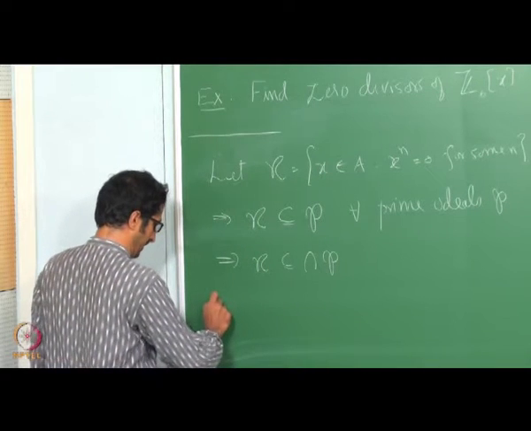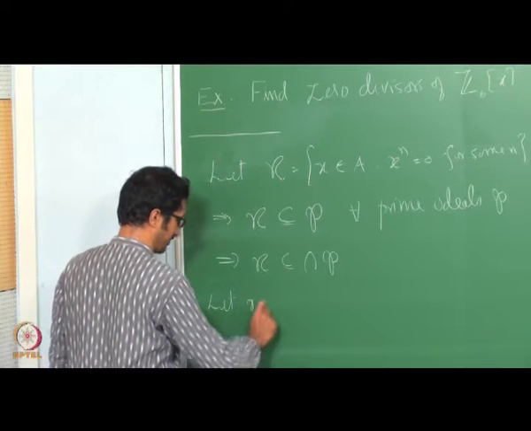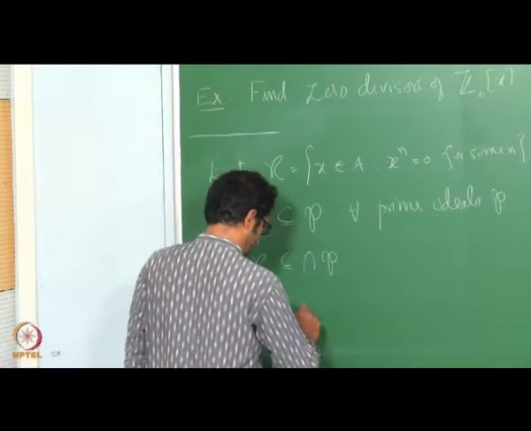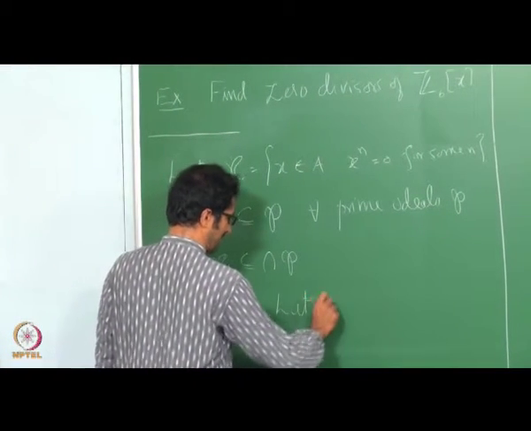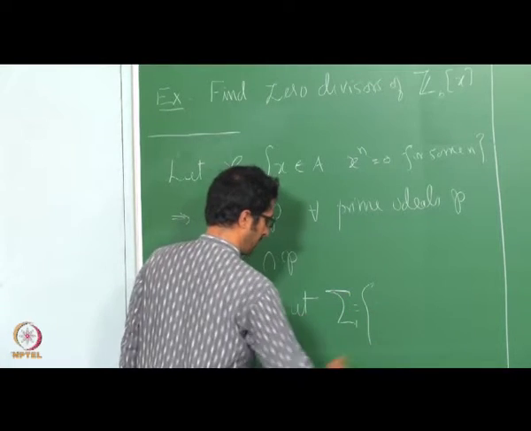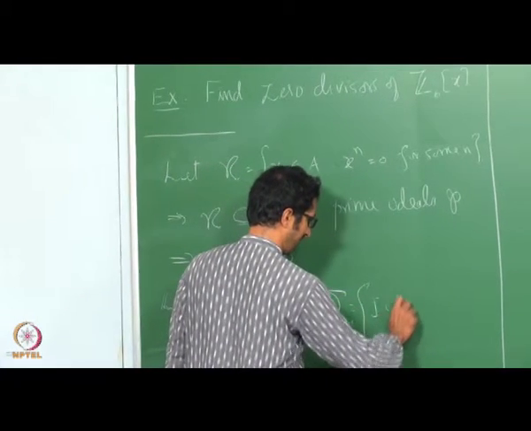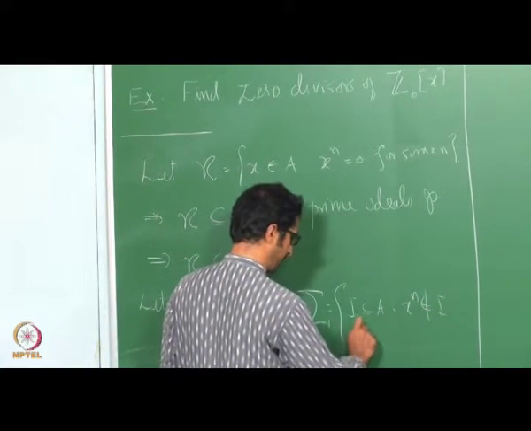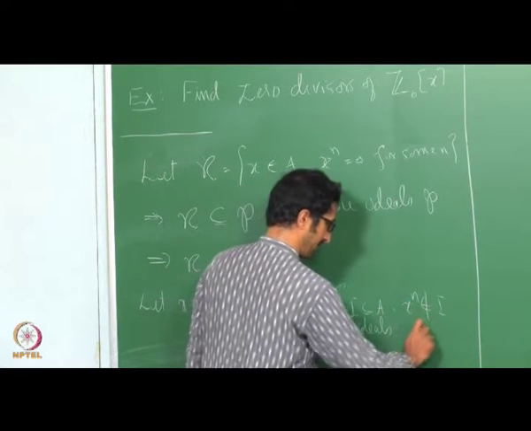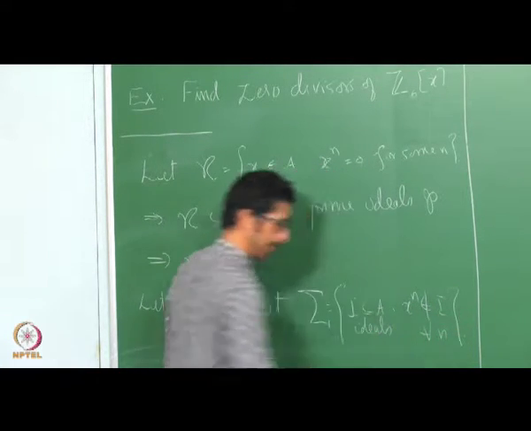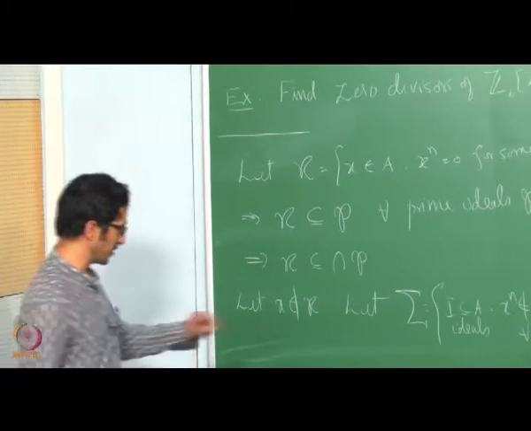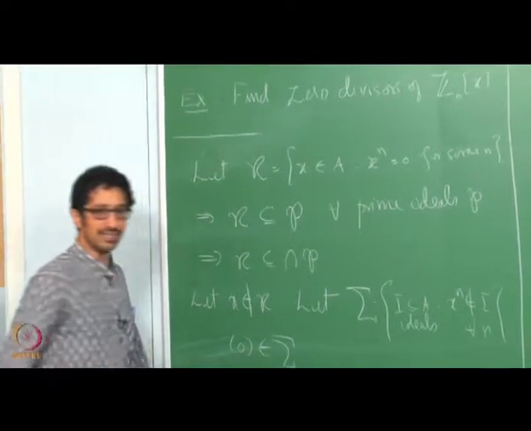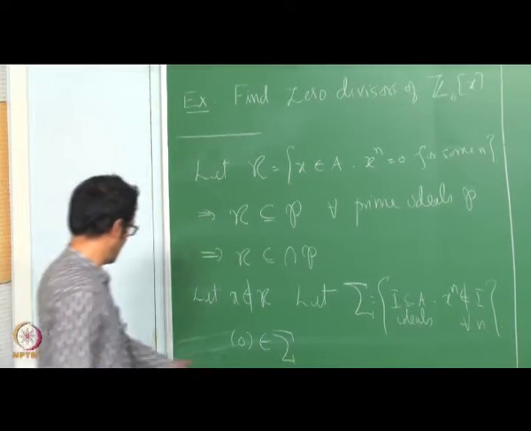So we started by looking at an element x which is not nilpotent. Then we looked at the collection sigma of all ideals I such that x power n is not in I for all n. This collection is non-empty because the ideal 0 belongs to sigma.